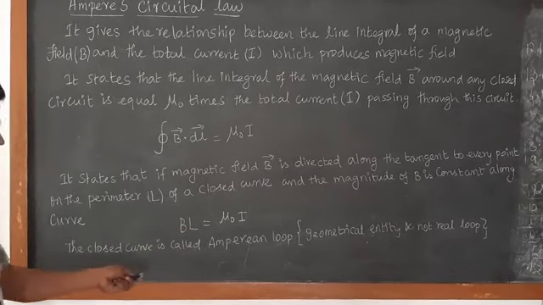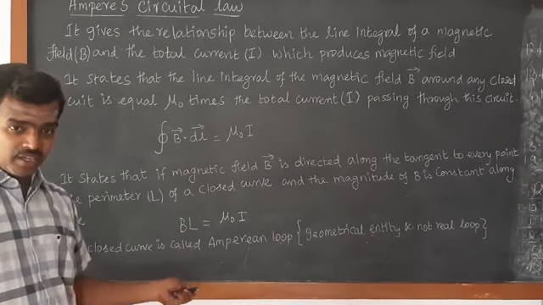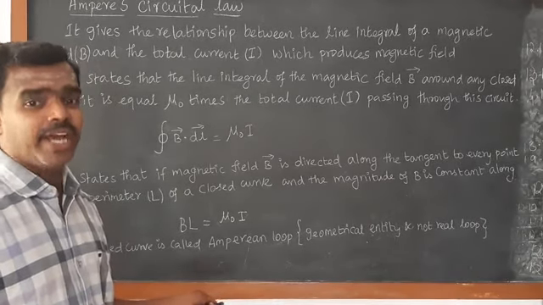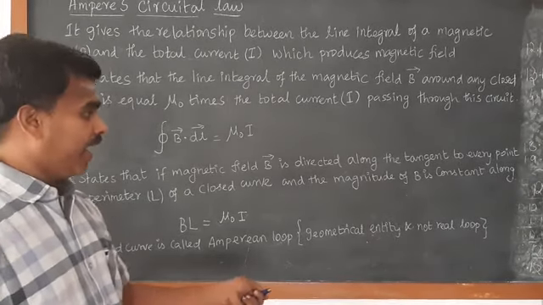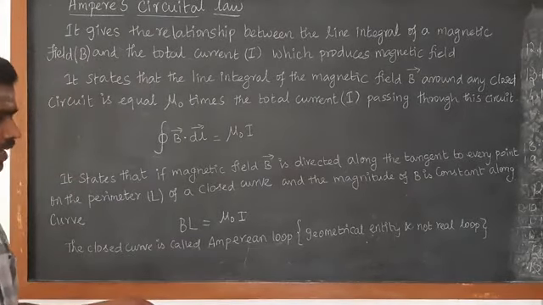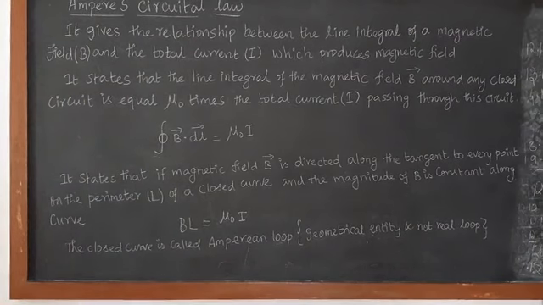And the closed curve is called an Ampere loop or Ampere curve, which is a geometrical entity. What is called geometrical? It has some directions. Geometrical entity and not a real loop, right? This Ampere loop is not a real loop, right? I hope you understand well. And in the next video I am explaining the proof of this Ampere circuital law.